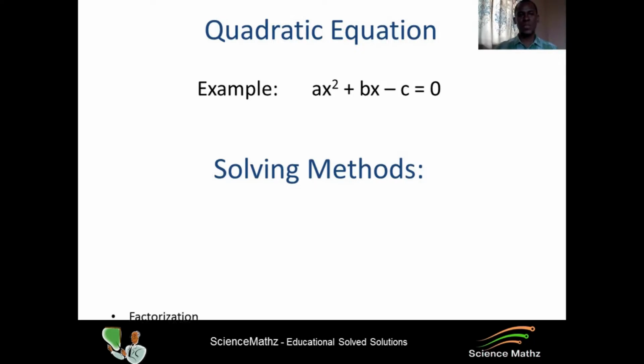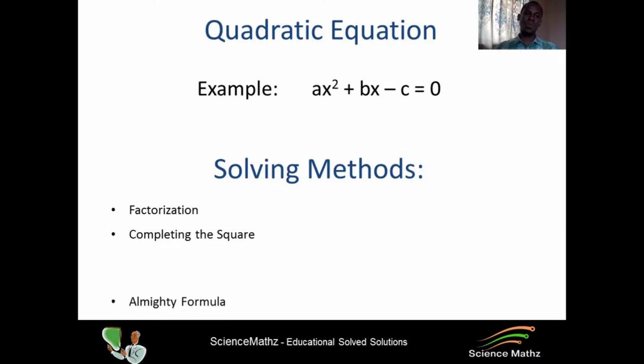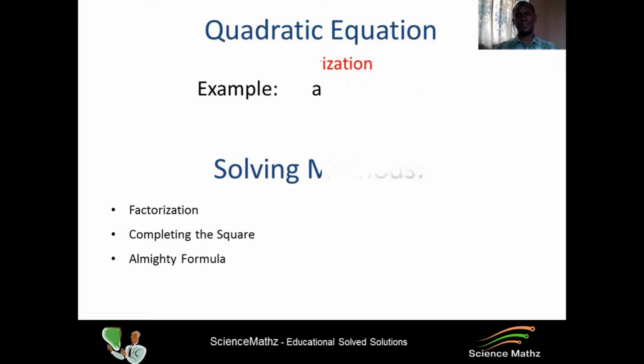Now, what is the first method? The first method is called factorisation. The second method is called completing the square method, and the third one is the almighty formula, or you can simply say the formula method. The fourth one is the graphical method, which we will not be handling in this video series. But we can make special arrangement if you need it. Just get in touch with us.